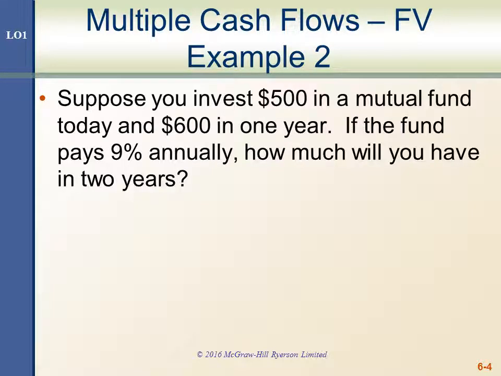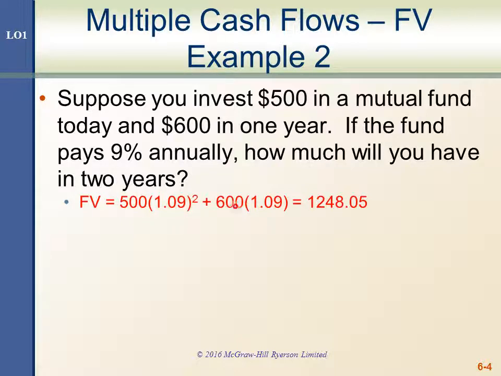The second example also involves future value of cash flows. And in this case, suppose you invest $500 in a mutual fund today and $600 in 1 year. If the fund pays 9% annually, how much will you have in 2 years? So what we need to do is to take the payment that happens at time equals 0, the $500, and we need to compound it by 2 periods at a rate of 9%. So we take 500 times 1.09 squared.